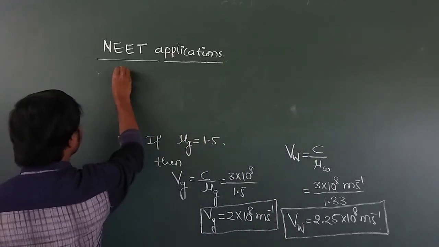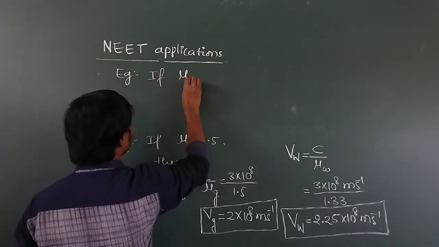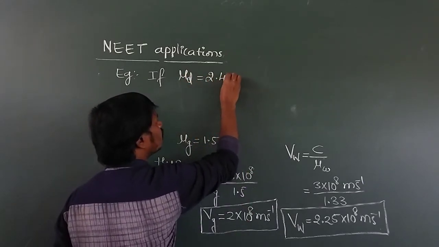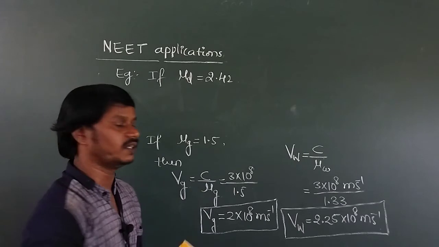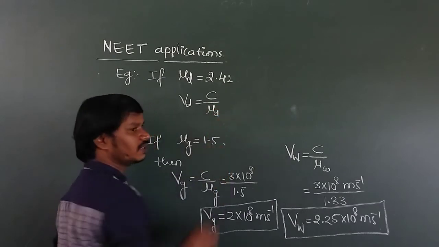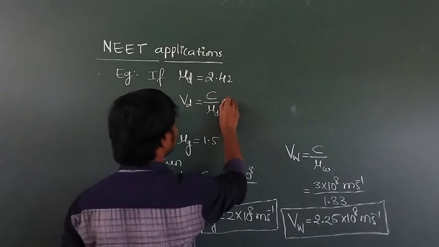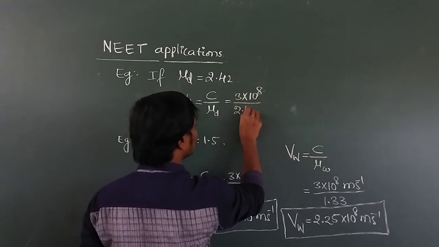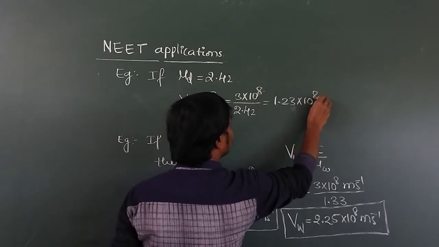Next, another example: velocity of light in diamond. If the refractive index of diamond is mu d, which is equal to 2.42, then what is the value of velocity of light in diamond? Vd is equal to C by mu d. The C value is about 3 into 10 to the power of 8 and mu d is 2.42. So 3 into 10 to the power of 8 divided by 2.42 gives about 1.23 into 10 to the power of 8 meter per second.